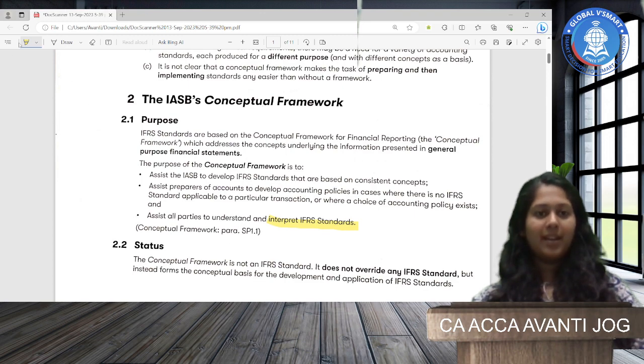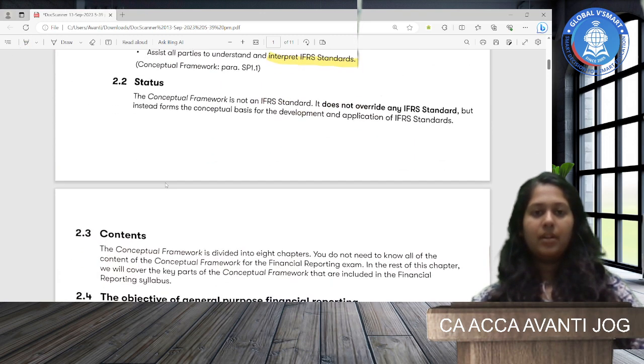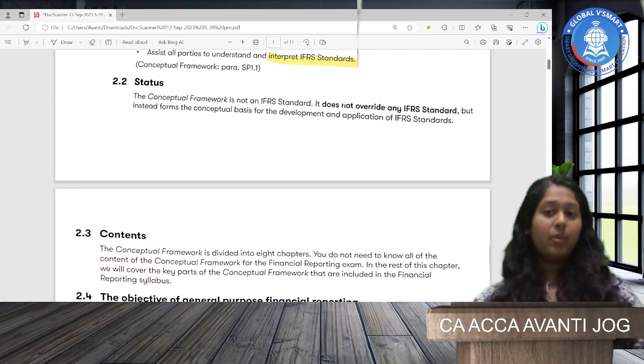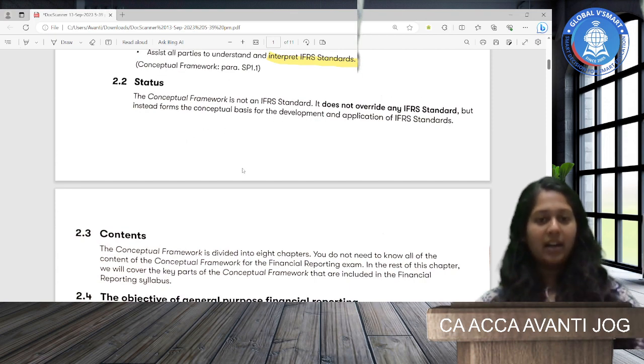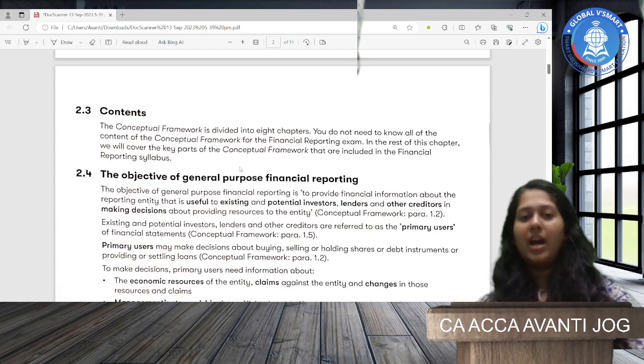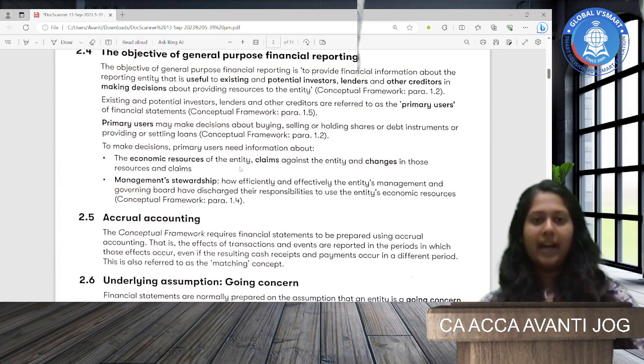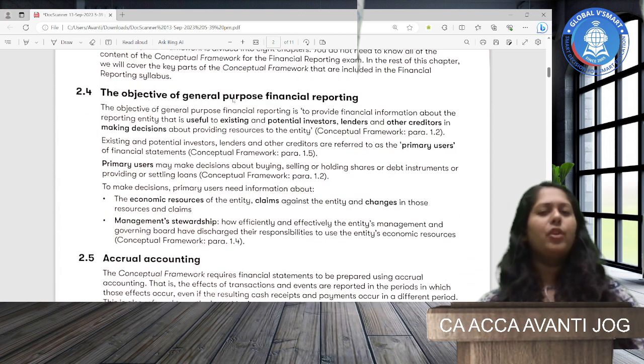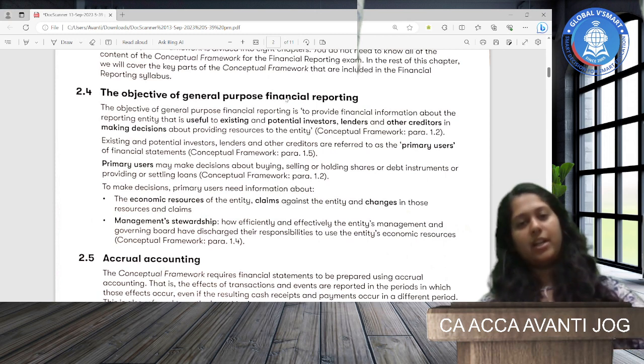Right? All right. Now, the conceptual framework does not override any IFRS standard, but itself it forms the basis of how to develop these IFRS standards. Right? Let's see now the overall purpose of general purpose financial reporting.